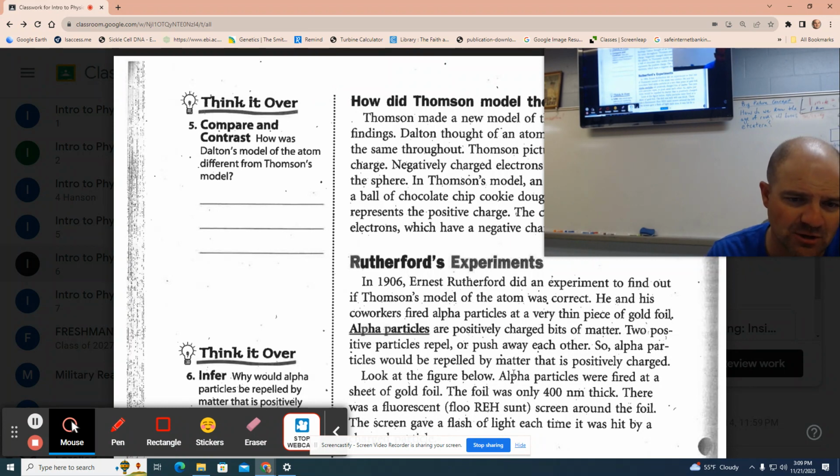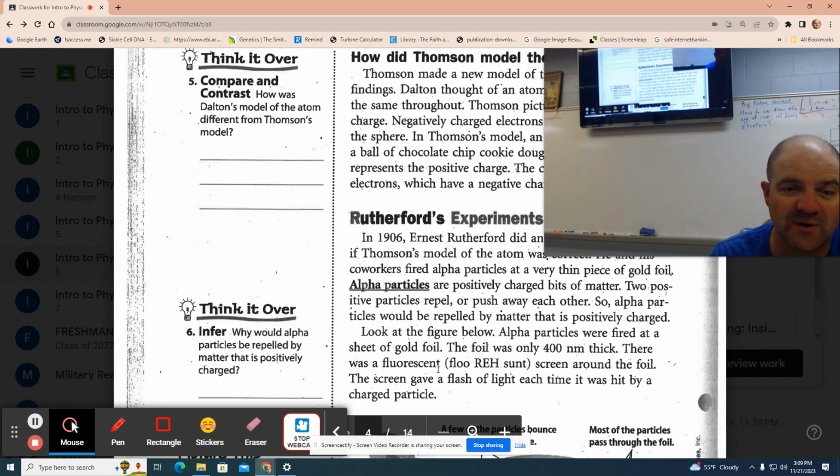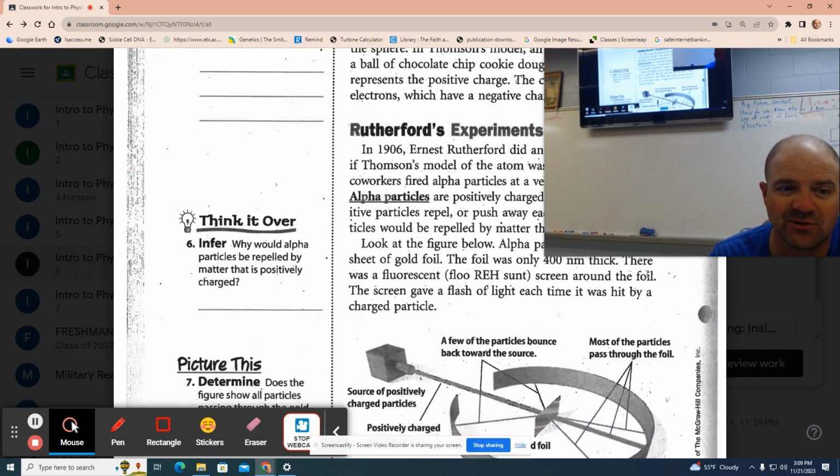Look at the figure below. Alpha particles were fired at a sheet of gold foil. The foil was only 400 nanometers thick. There was a fluorescent screen around the foil. The screen gave a flash of light each time it was hit by a charged particle.